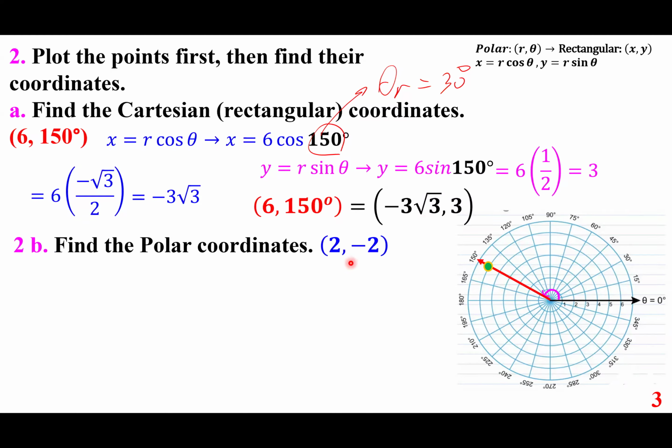What about 2 comma negative 2? Let's go 2 to the right and 2 down, because we have really both the rectangular coordinate system and a polar grid. So 2 to the right, 2 down: 2, negative 2.